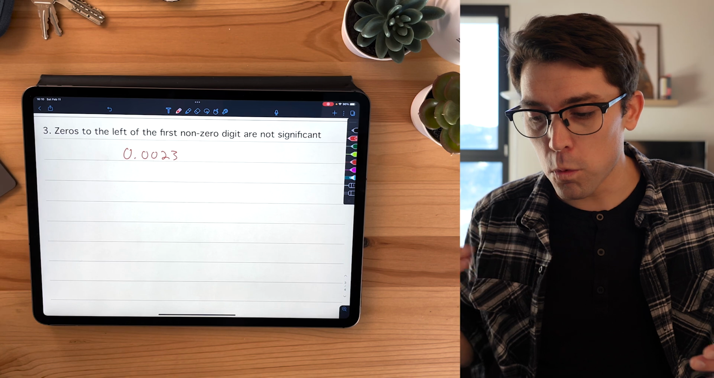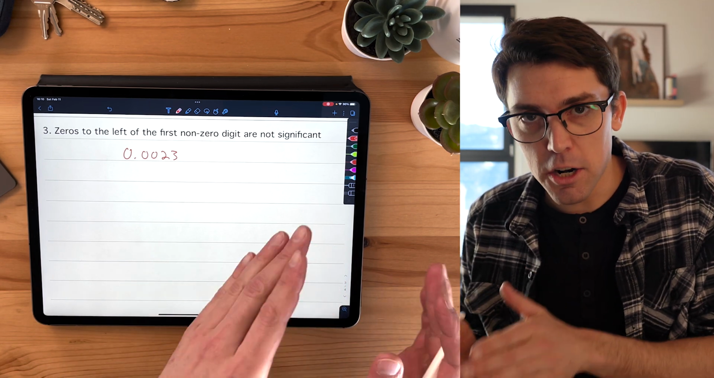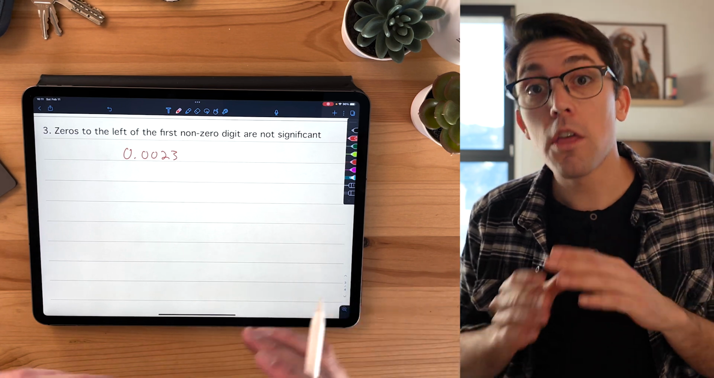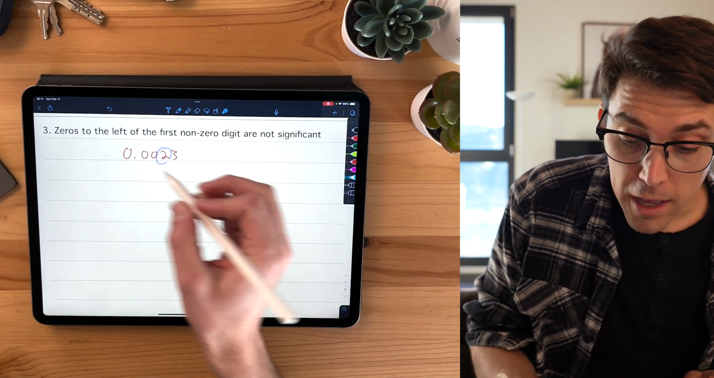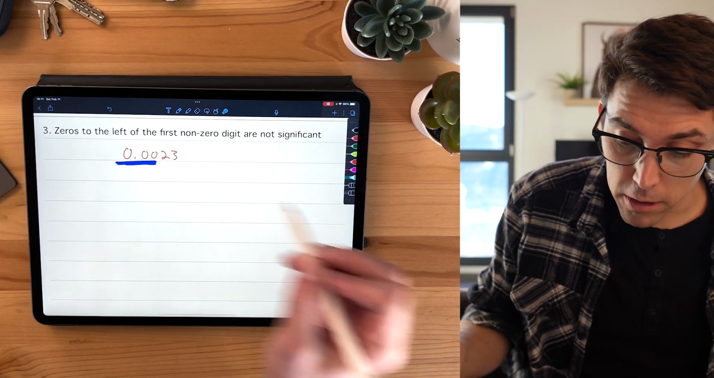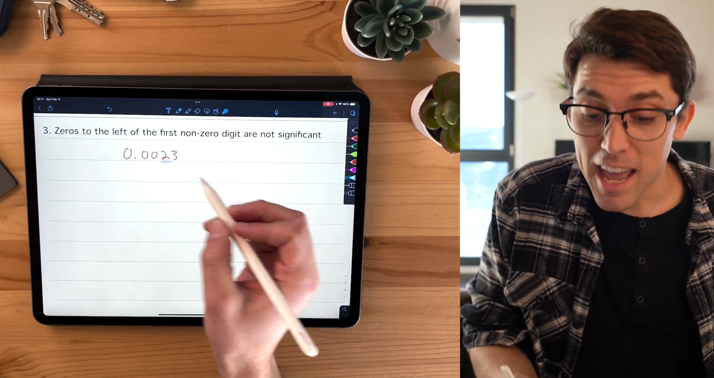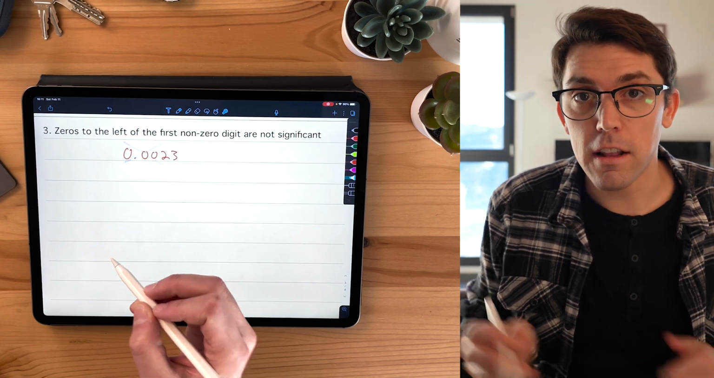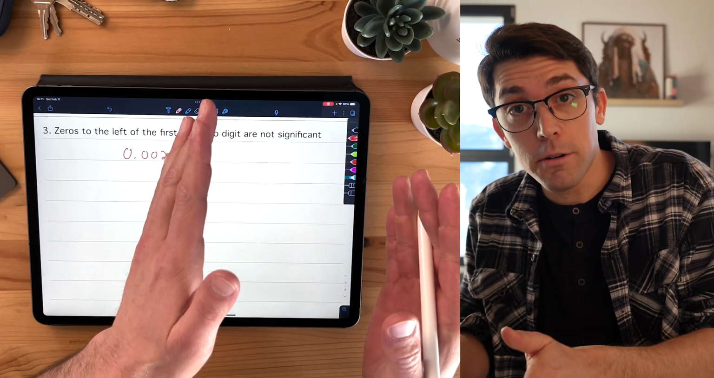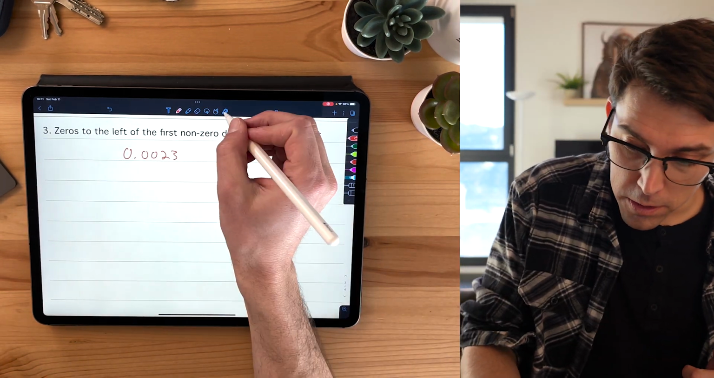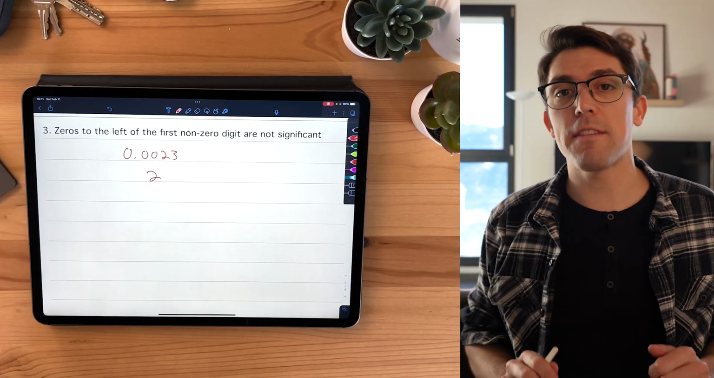So let's think about the rules that we already covered. Any non-zero digit is considered significant. So I have a 2 and I have a 3. Those are going to be considered significant. However, the first one here is a 2. And so I have all these zeros here, 3 zeros to be specific, that are to the left of my first non-zero digit. And these are not going to be considered significant. So anything to the left like that is not significant. Any non-zero digit is significant. So I have 2 non-zero digits right here, 1 and 2. So this is a 2 significant figure number.